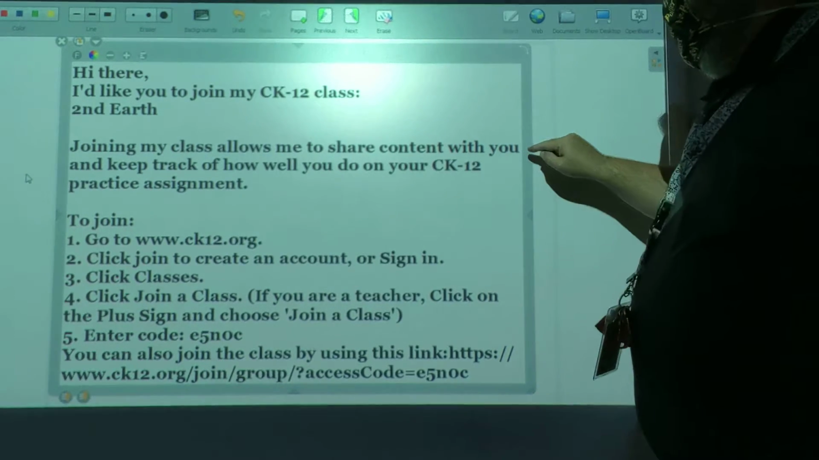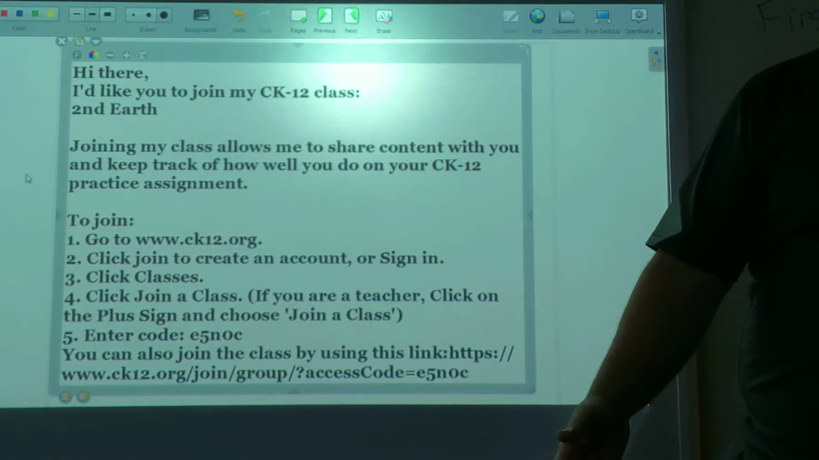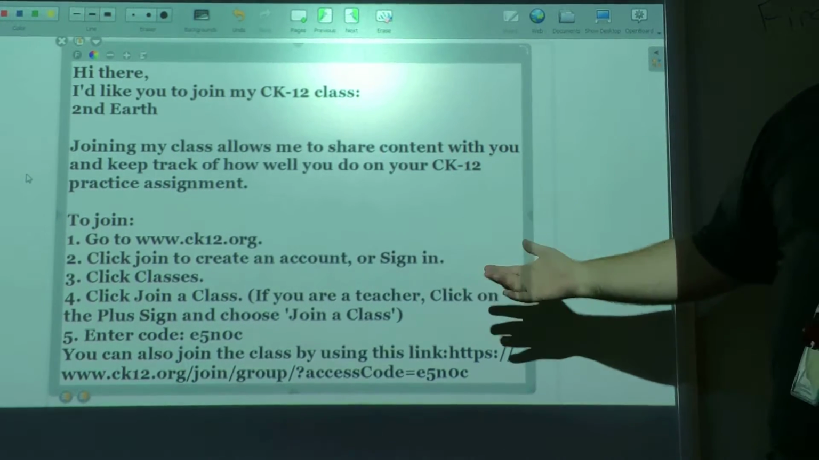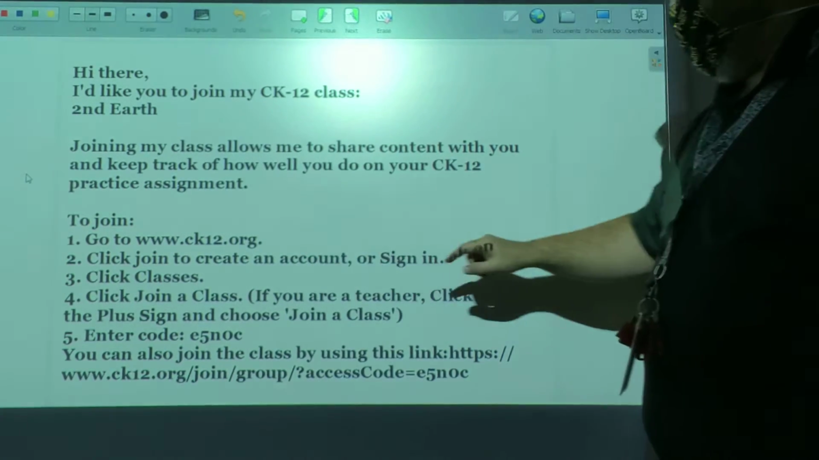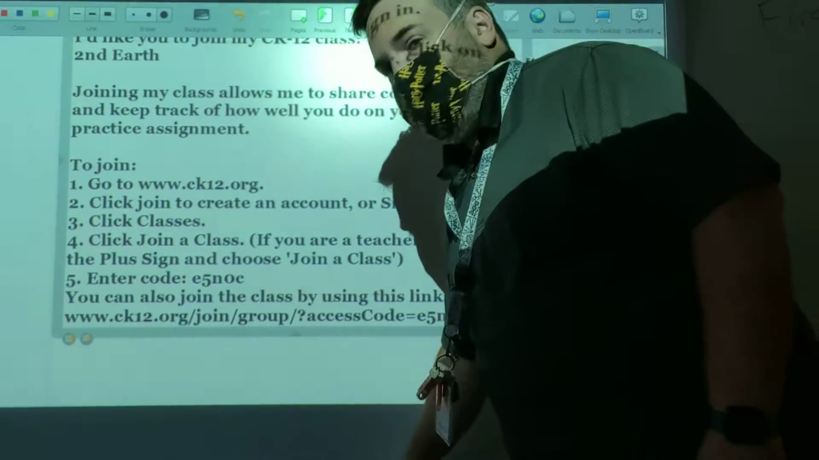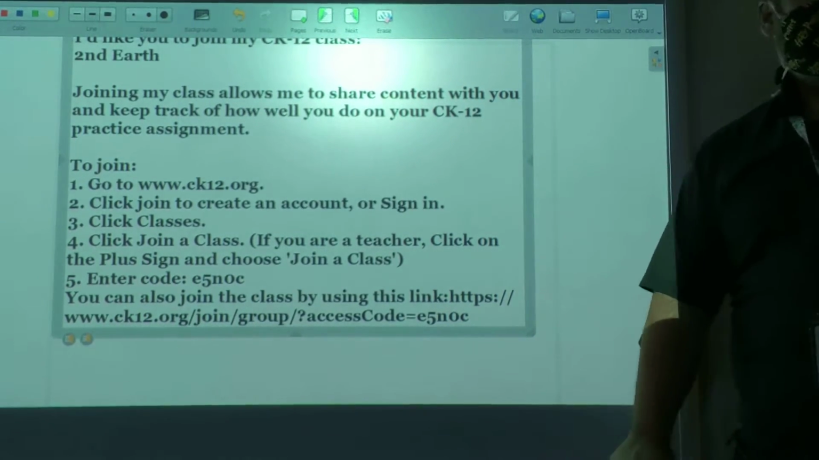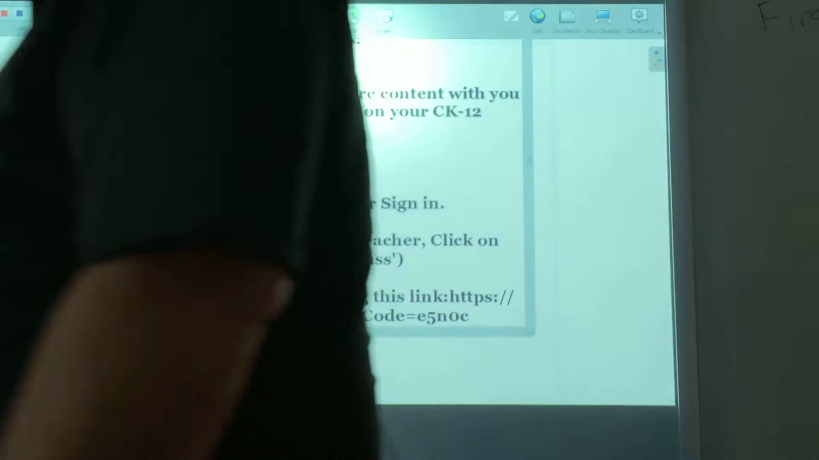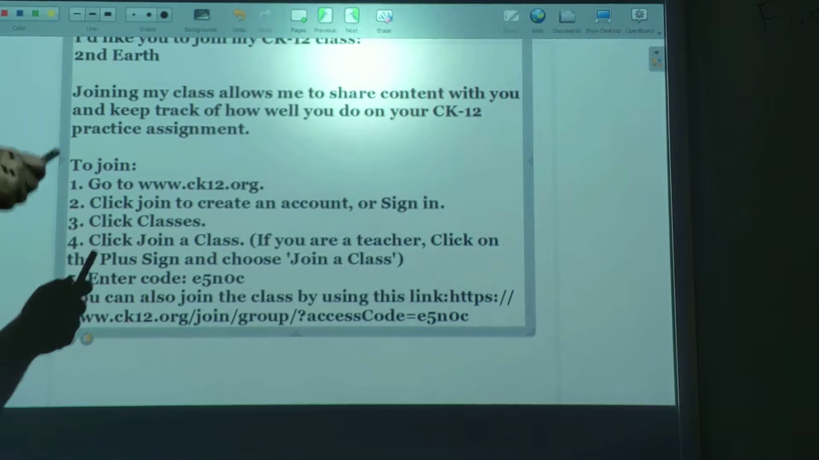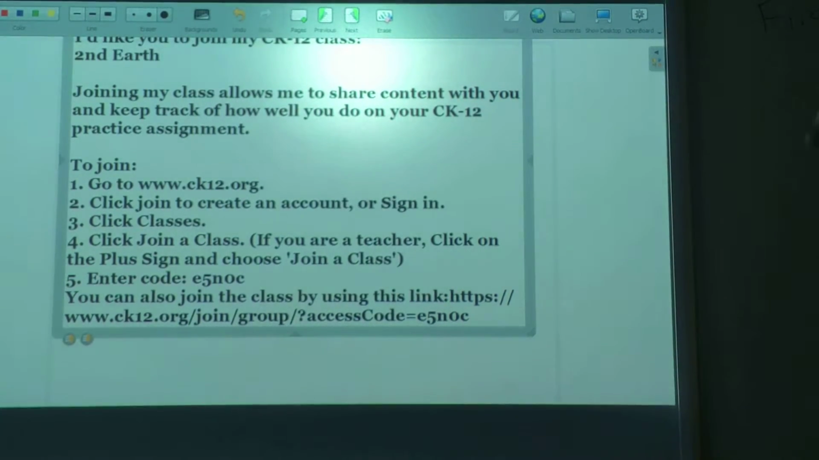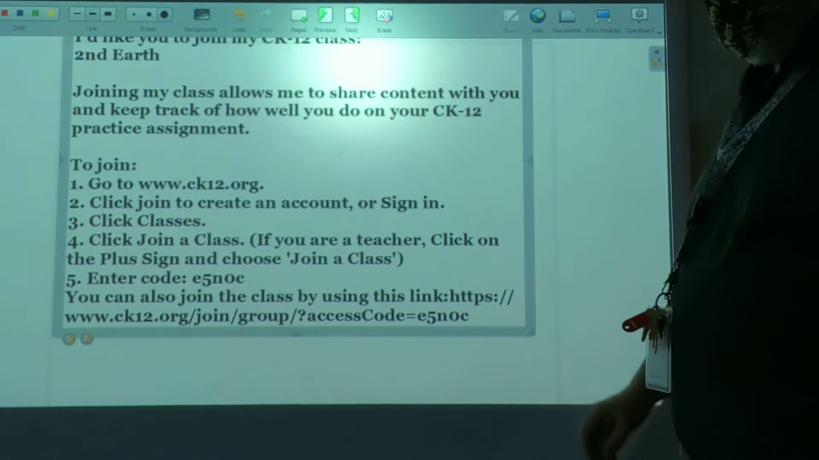Okay, so I created a class in CK12. Now we're still going to use Teams, but in terms of CK12, it's easier for me to create a class in CK12. So you're going to go to ck12.org, and you're going to create an account. I suggest using your Microsoft login that the school gave you. What's the website called? ck12.org. Like the letter C, the letter K, the number 1, the number 2.org. Alright?